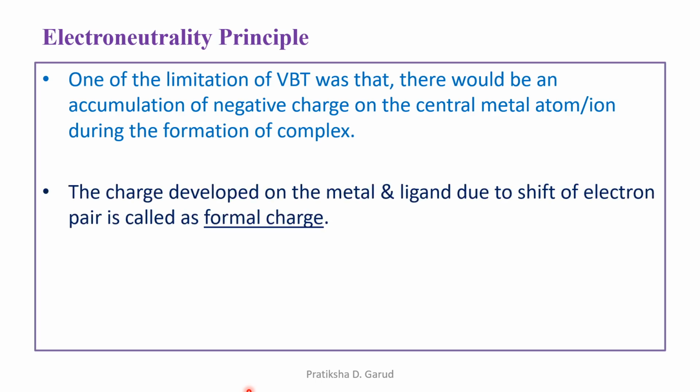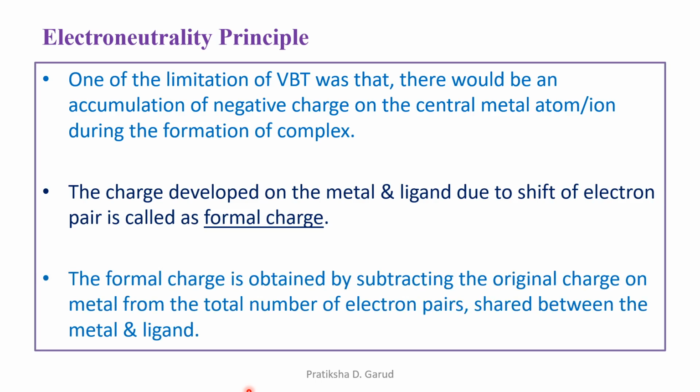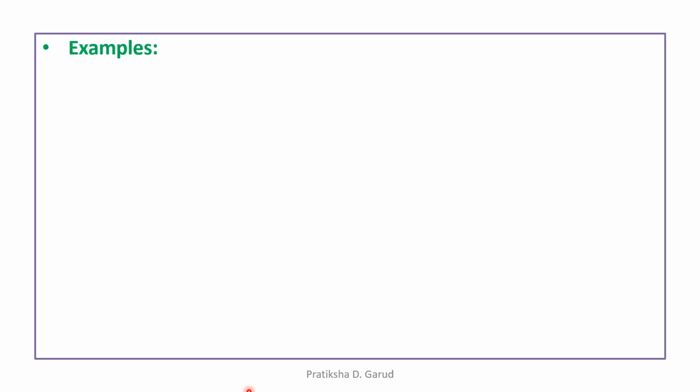Then we can say that the charge developed on the metal and the ligand due to shift of electron pair is called the formal charge. And the formal charge is obtained by subtracting the original charge on the metal from the total number of electron pairs shared between the metal and the ligand. So let's take an example for this.